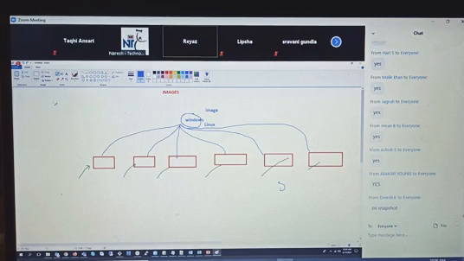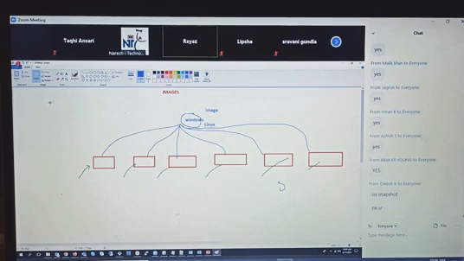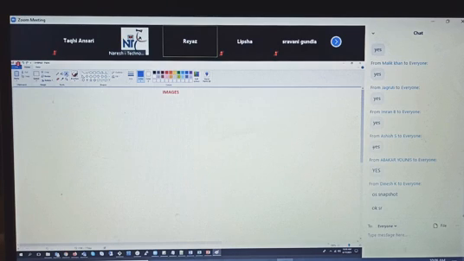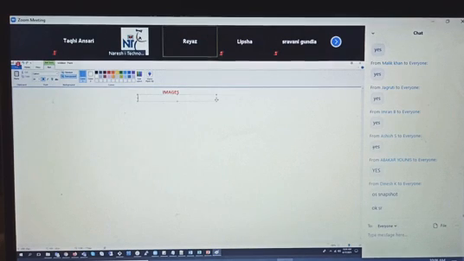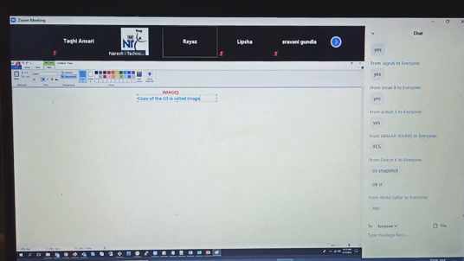You understood the concept of image, right? So let us talk about the AWS side now. So here, what does an image mean? Copy of the OS is called an image.